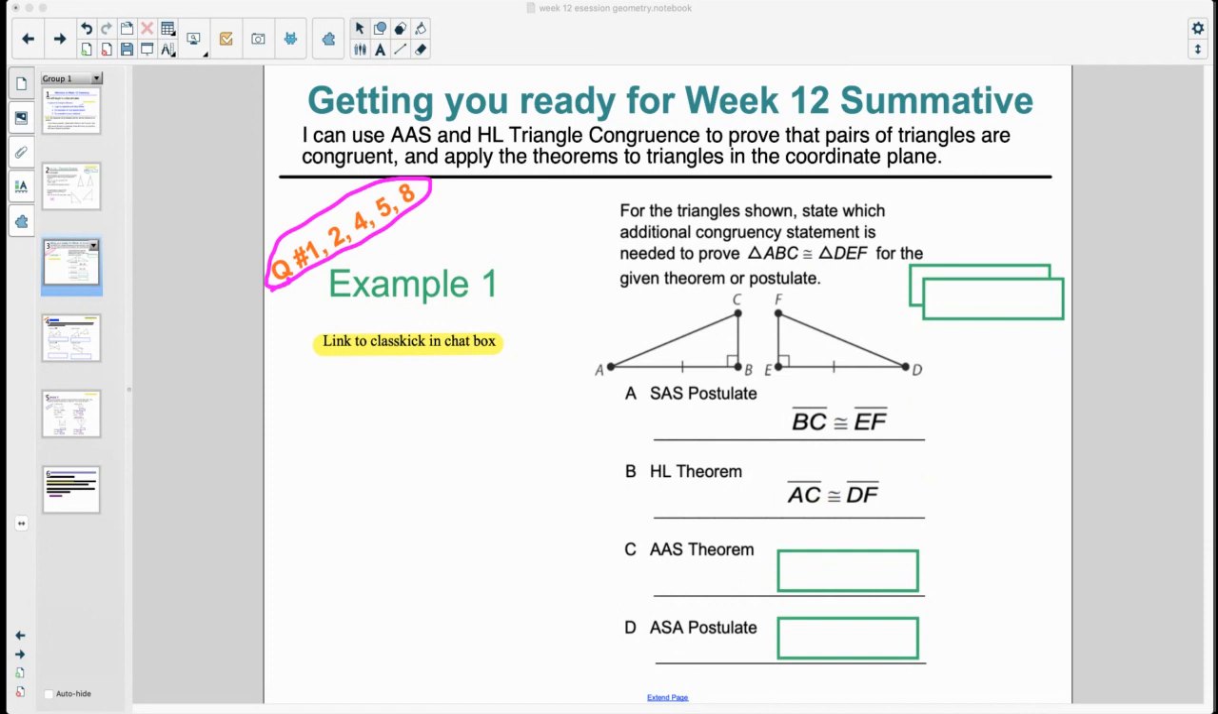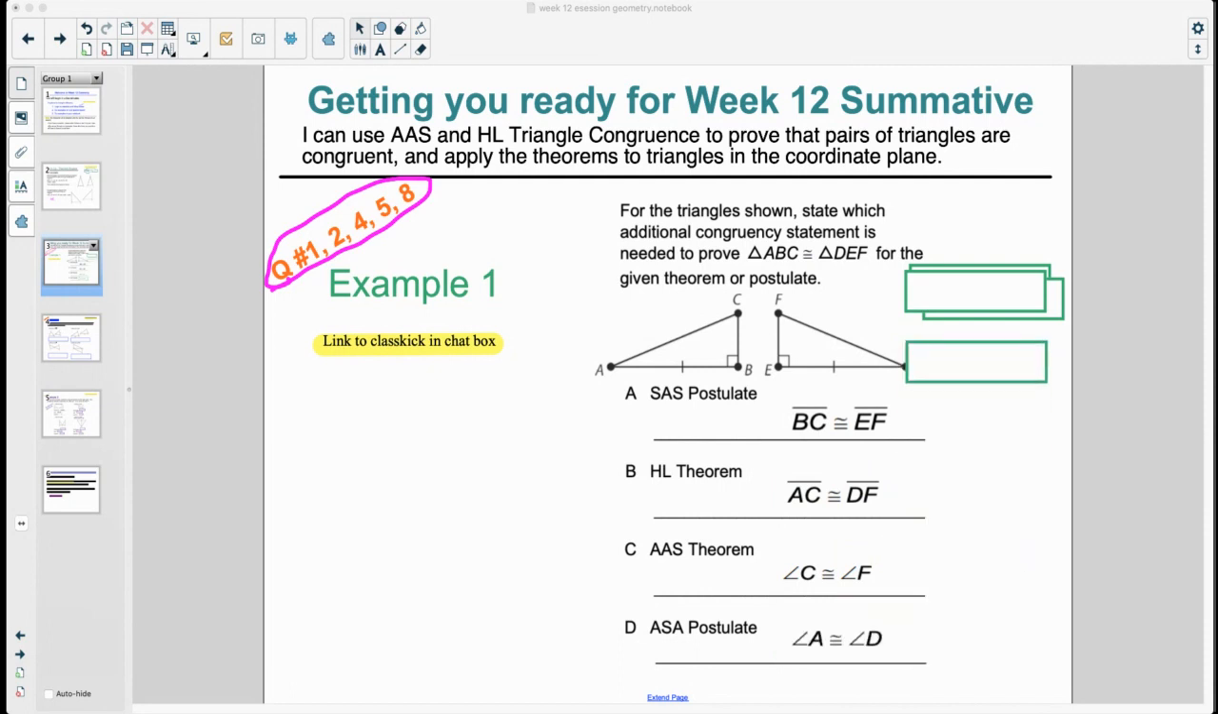Okay, the next one, again, one of our new ones for this week, angle, angle, side. And based on what we have there, we would need that additional angle, right? Because we have our right angles, we have our side, so it would have to be angle C is congruent to angle F. Again, it has to be that angle because that side has to be that non-included side. All right, and then the last one, angle side angle. So this is one from last week. We would need those other two angles congruent. So angle A is congruent to angle D.